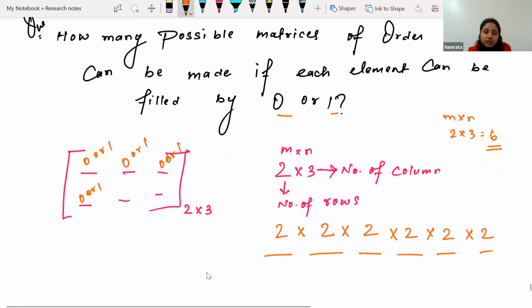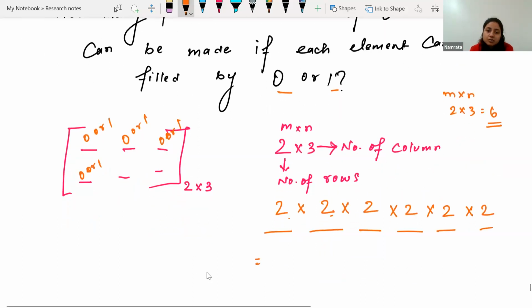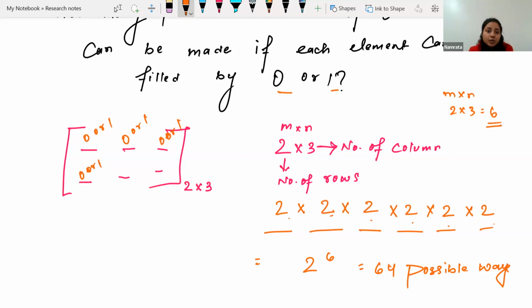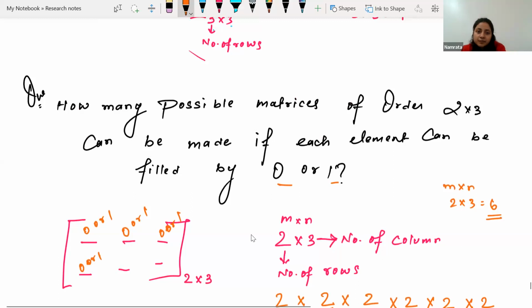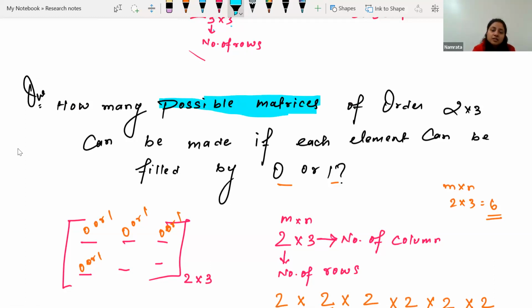So how many total possibilities? For the 6 places, it is 2 to the power 6. 2 to the power 5 is 32, so 2 to the power 6 is 64. So a total of 64 possible ways are there to fill these vacant places, or a total of 64 possible matrices can be made. Is it clear to everyone? How many possible matrices? So we figured it out. Total 64 possible matrices we can make.